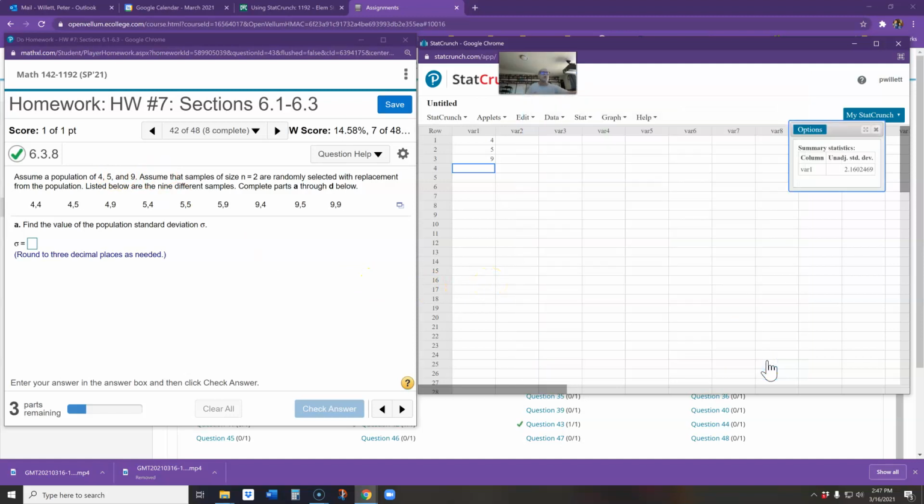You could also use the formula. Now, if I get that, they want us to round that to 3 decimals, so I'm going to grab that and put it in, and I don't have to round up.